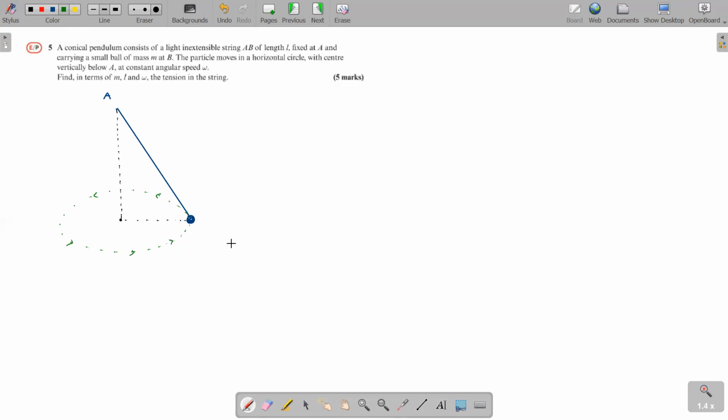Let's mark all the information. The length of the string is L. They say the mass is m, which means weight is mg, right? And the particle moves in a horizontal circle with center vertically below A at constant angular speed omega. In terms of m, L, and omega, find the tension in the string. So the tension in the string is T. You can see it's the exact same forces which we marked previously.